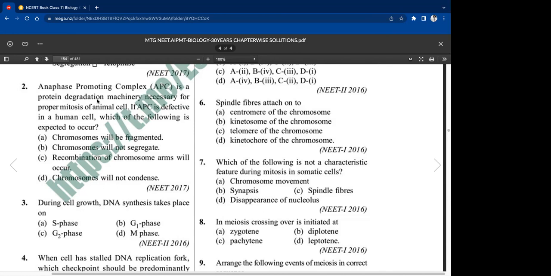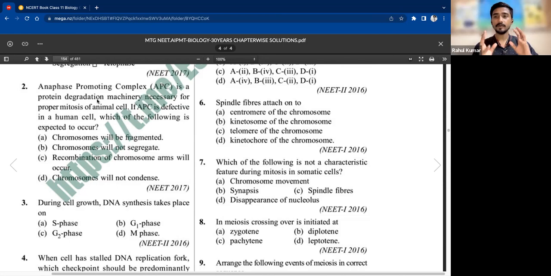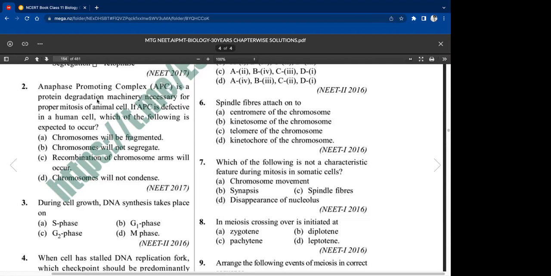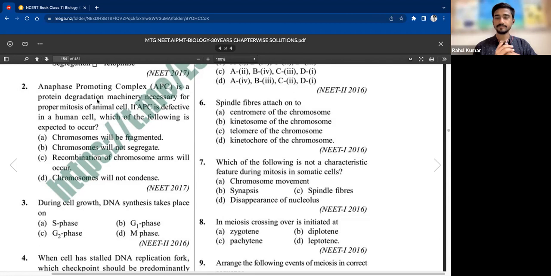Yes or no? It's all about karyokinesis, about the nucleic acid, about DNA. So if it is a protein degradation machinery, what proteins might it be degrading which are helping anaphase to proceed, right? You understand? So if APC is defective in a human cell, look at the name, anaphase promoting complex, it promotes anaphase. So if it is defective, without even knowing what it does, it may not be able to promote anaphase.